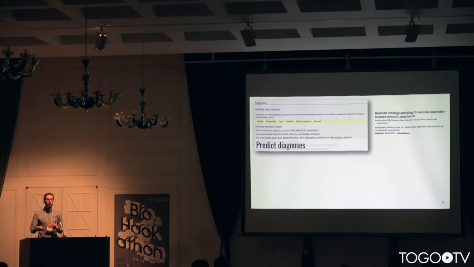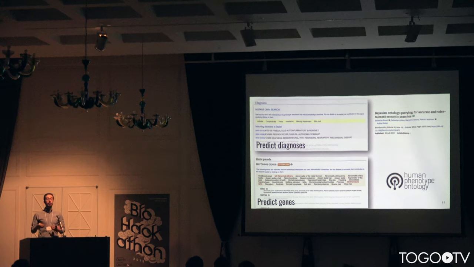Based on this structured phenotype and structured family history data, we're able to do things like suggest diagnoses. Currently, we use an algorithm called BOCA out of Sebastian and a number of Peter Robinson's group, as well as suggest genes based on the patient's HPO terms. Right now, we use the curated annotations from the Human Phenotype Ontology and Monarch Initiative.